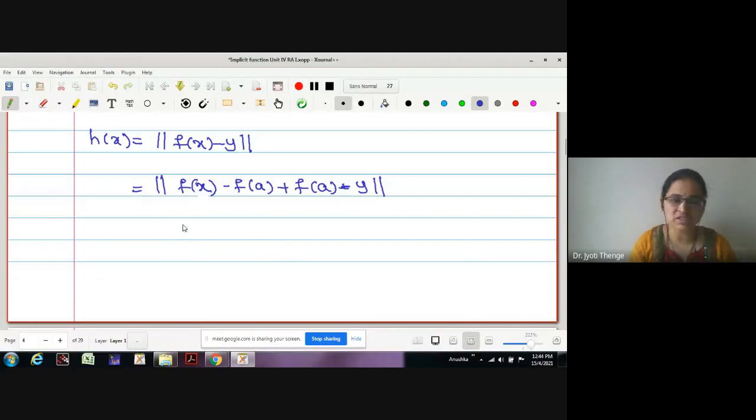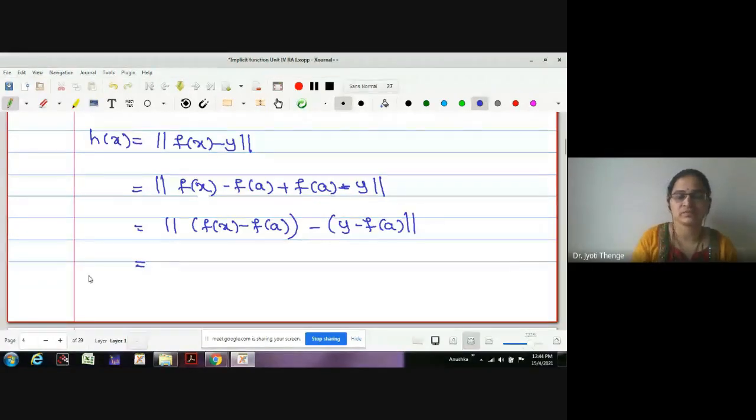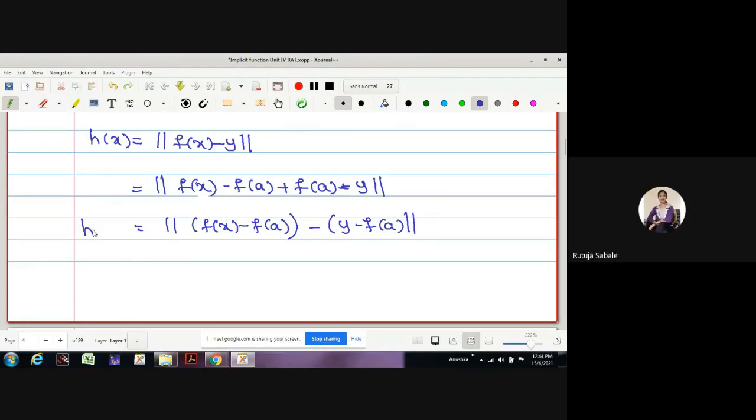Then let me separate the two points as f of x minus f of A. Here I want to separate as y minus f of A with a negative sign. Now we will prove. Do you know the relation between the norm of x minus y and the norm of x and norm of y? Do you know this? Yes, ma'am. What is the relation actually?